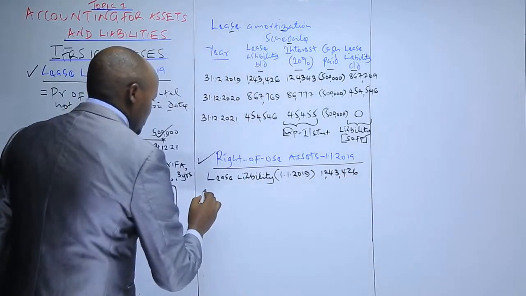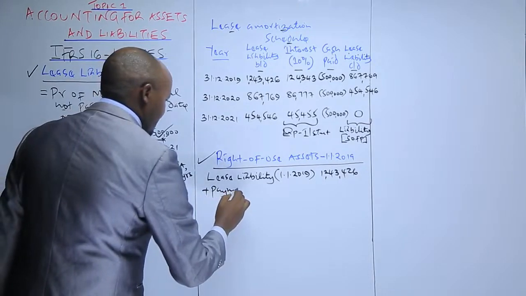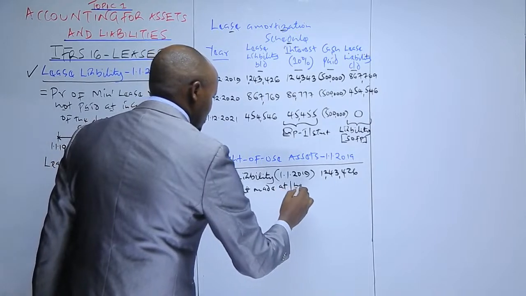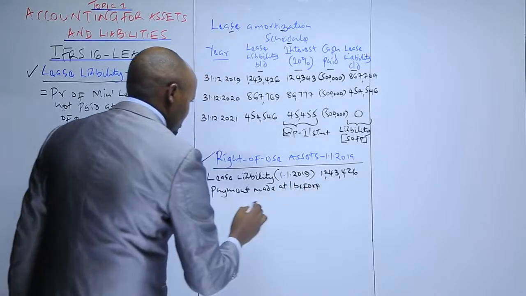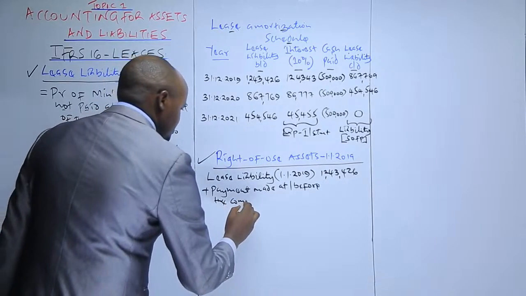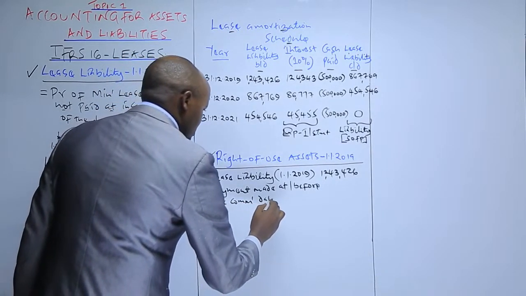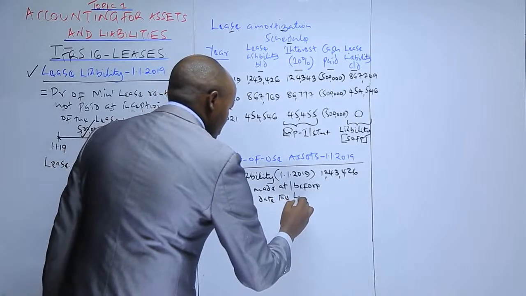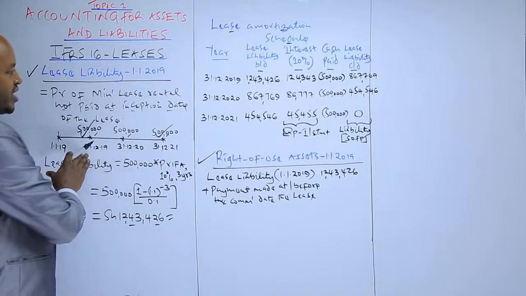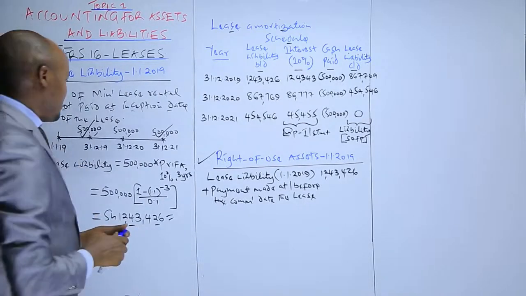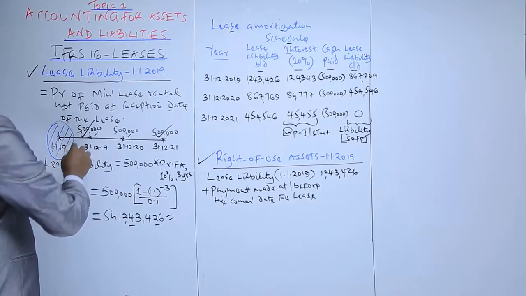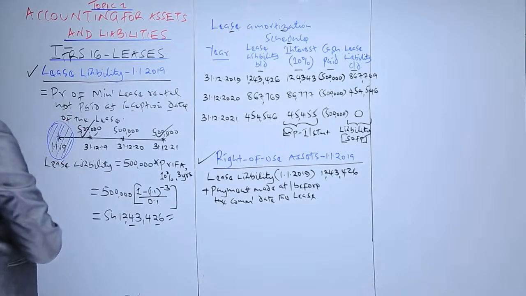426, and then to this we add payment made at or before the commencement date of the lease. If you check on this schedule, you'll see that we don't have any payment which was made before or at the commencement date of the lease.